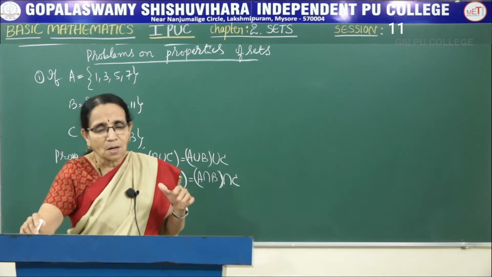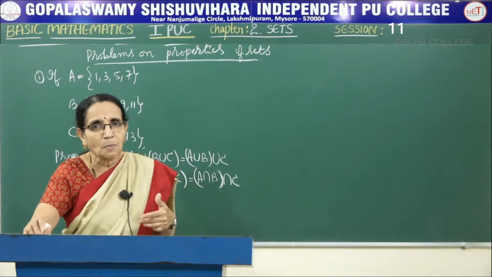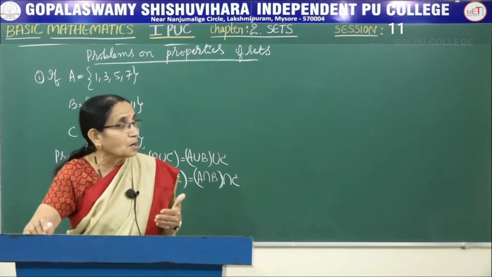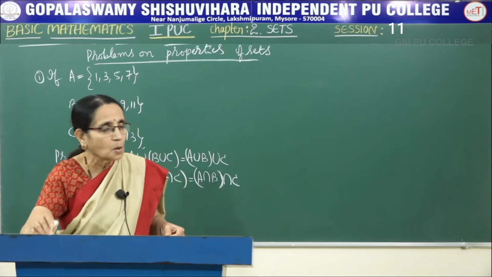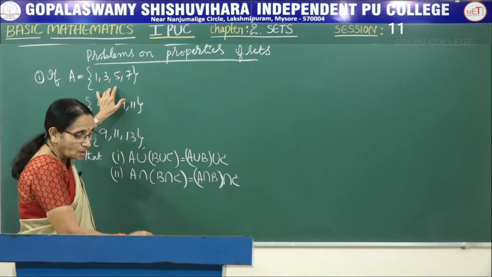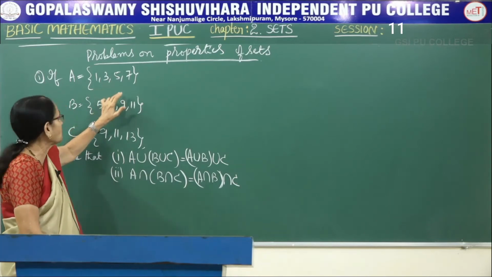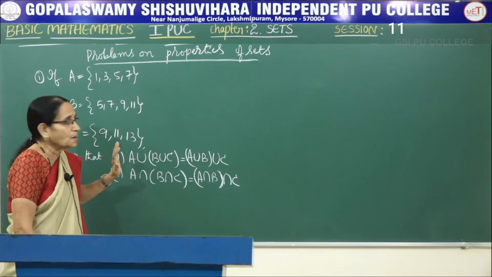That means the distributive property or the associative property. I am going to work out problems. Then I am going to give the definition of another set which is called a complement. Now look at this problem. Here there are three sets. A is containing the elements 1, 3, 5, 7, B has 5, 7, 9, 11, C has 9, 11, 13.